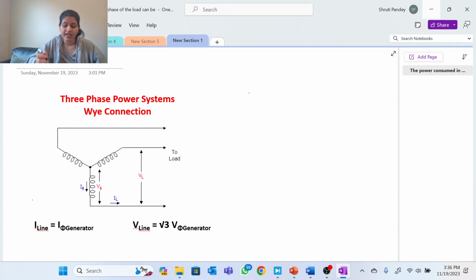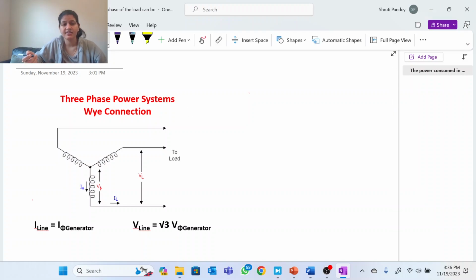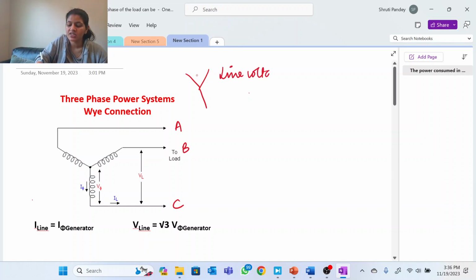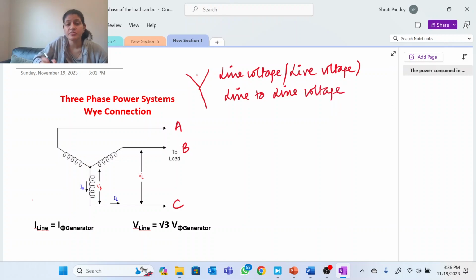So before going into that, the thing on the screen is a star connected system, a star connected generator which has three windings connected in the form of star, which is this, right? So these are the three phases A, B and C. So there are basically two kinds of voltages. One is line voltage, which we also call line to line voltage, right? So what is that? The voltage between two lines. So this is a line, this is a line and this is a line.